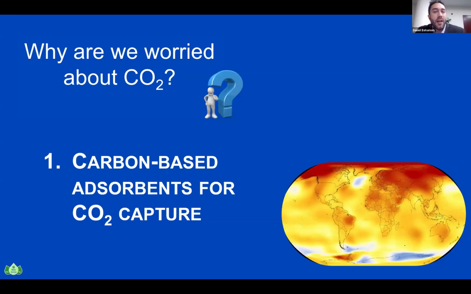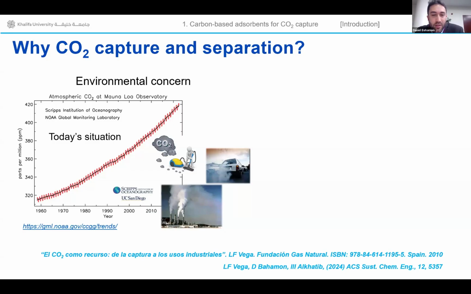So I will start first with the first topic, which is related to carbon-based materials or absorbents for CO2 capture. As we all know, in recent years the CO2 amount in the atmosphere is increasing almost exponentially. We know that we need to reduce this amount of emitted contaminant gases in order to avoid the global warming that is now taking place in our planet.